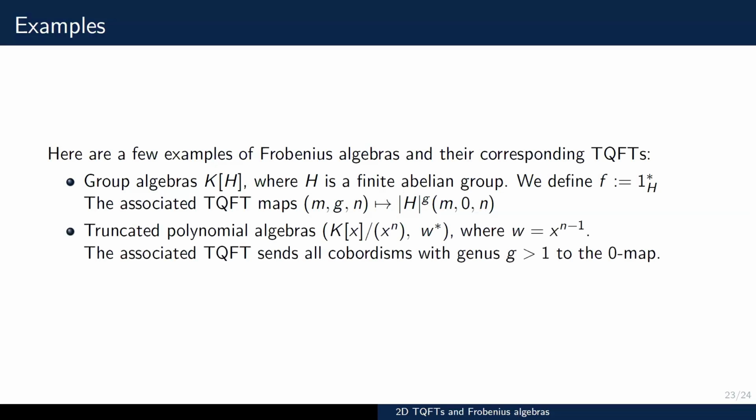And finally, we have the space of truncated polynomials, where every polynomial of degree higher than or equal to a fixed n is trivial. So we quotient out the ideal generated by x to the n. Here we take the element which is the monomial of the highest non-trivial degree, and we dualize it. That is our Frobenius form. This TQFT sends every cobordism with a genus greater than 1 to the trivial, the 0 map.